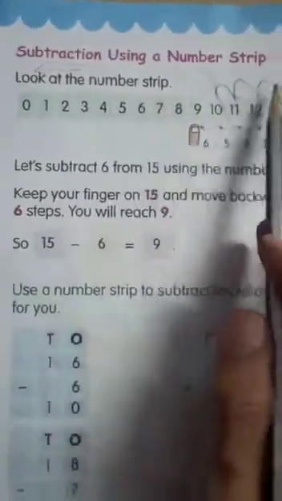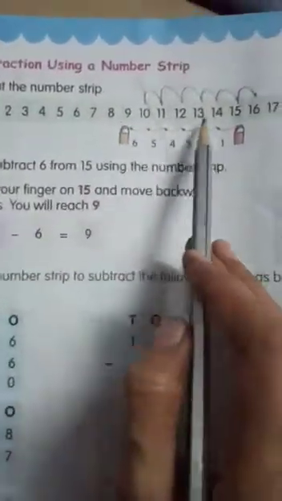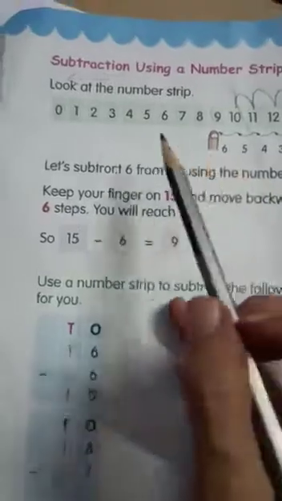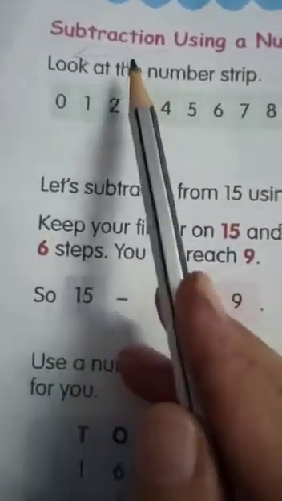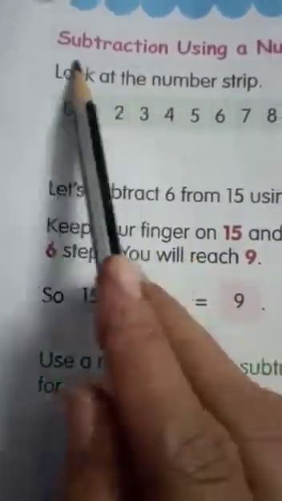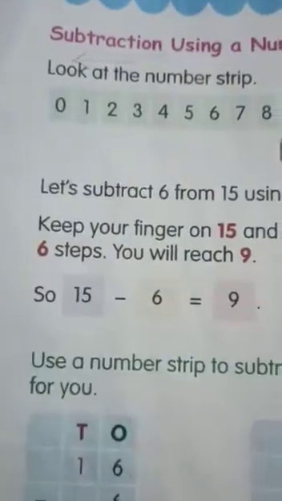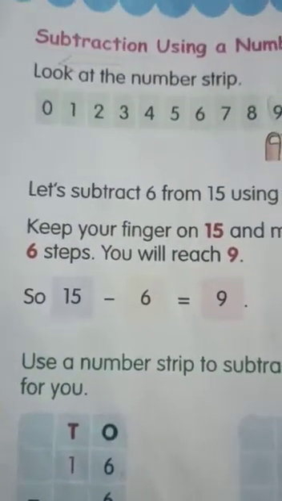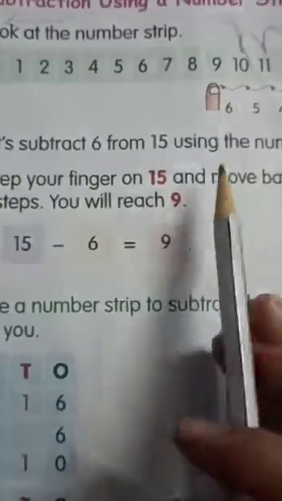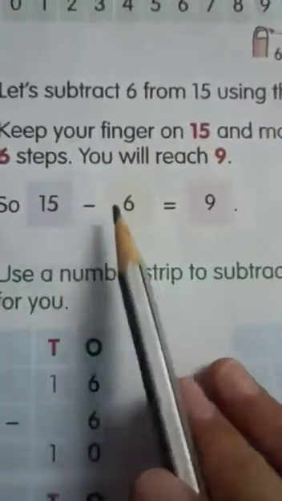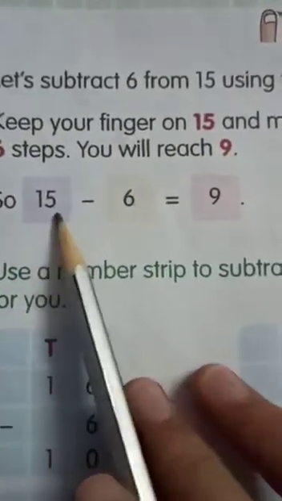Subtraction using a number strip. See, this is the number strip. Children, always remember in the subtraction we will go to our left hand side or backward side. Okay. Now we have to subtract 6 from 15.